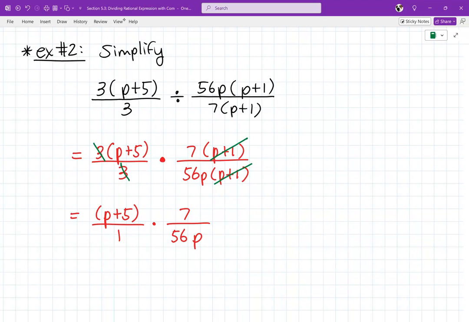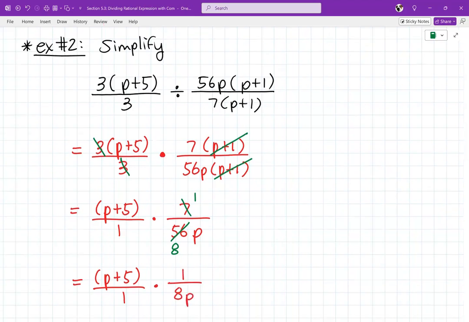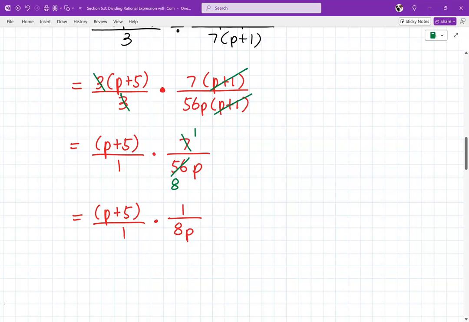What else can I reduce? There's one more thing, and I just told you, it's not the p. 7 times what is 56? 8. So that means I can reduce the 7 to a 1 and the 56 to an 8. All right, so at this point, I have p plus 5 over 1 times 1 over 8p. And that's it. That's all I can do.